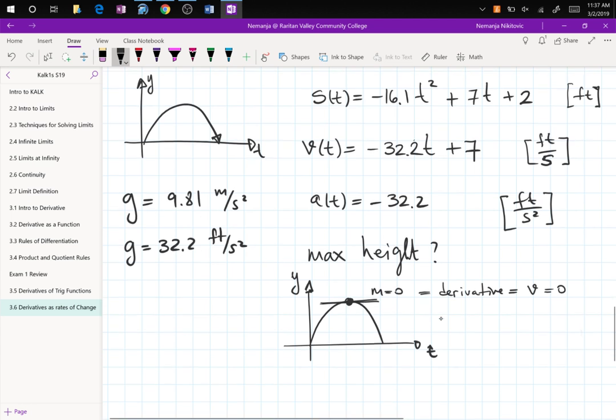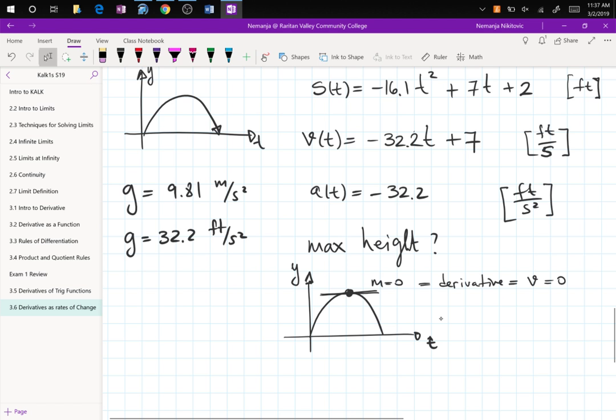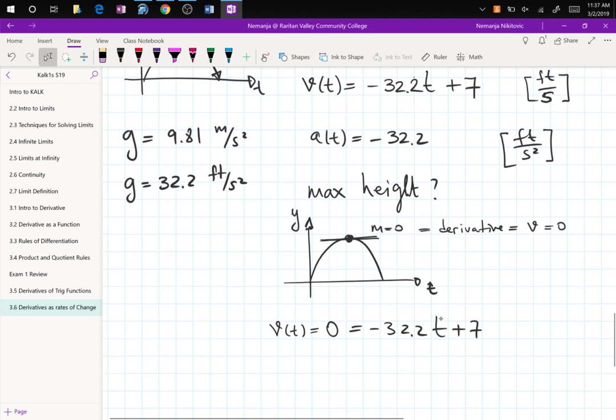So we can calculate. If I say that the velocity at this time t is 0, then we have negative 32.2 t plus 7. I can calculate at which time the velocity is 0 at the top. Why would the velocity be 0 at the top? Does it look like this marker stopped?